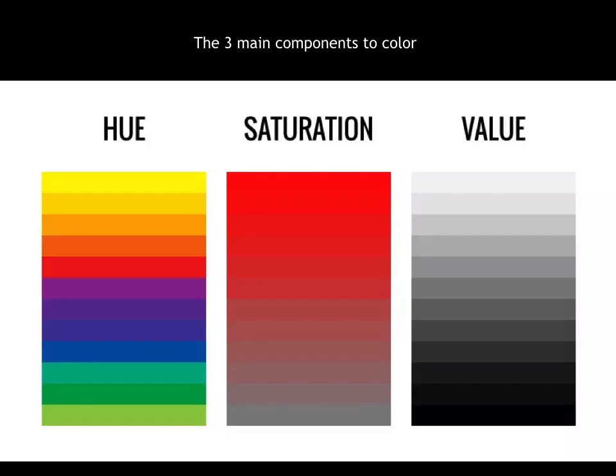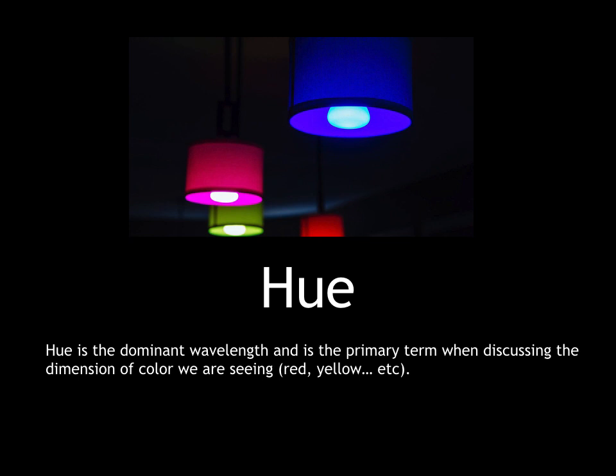Well, the first thing we should clear up is there are three main components to color, and that is our hue, our saturation, and value. Now, you've already heard me say some of these terms, but now I just want to go into a bit more about what I actually mean when I say things like saturation and value and hue. So, first off, hue is the dominant wavelength, and it's the primary term that we use when we're talking about color. The first thing that we notice about something is whether it's red or yellow or blue, and that's the hue that I'm talking about there.